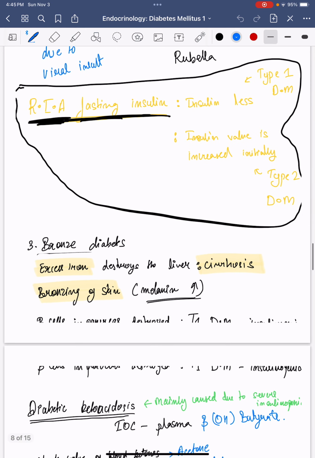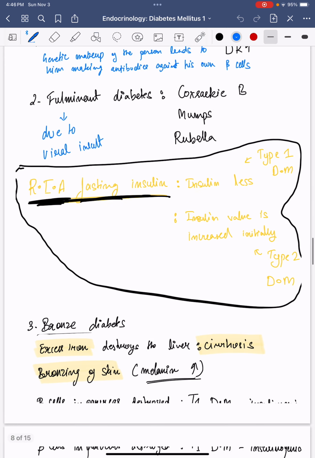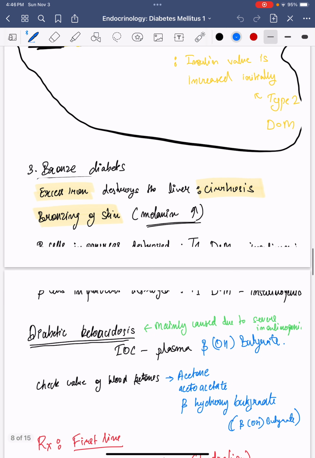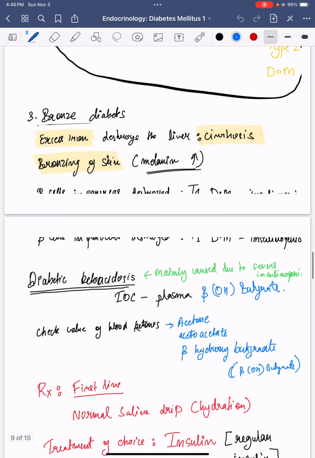Then the third type is bronze diabetes. In bronze diabetes, there is excess of iron which destroys the liver, leading to cirrhosis. And because of this, there is bronzing of the skin, which means there is increased melanin on the skin. So there is bronzing of the skin.